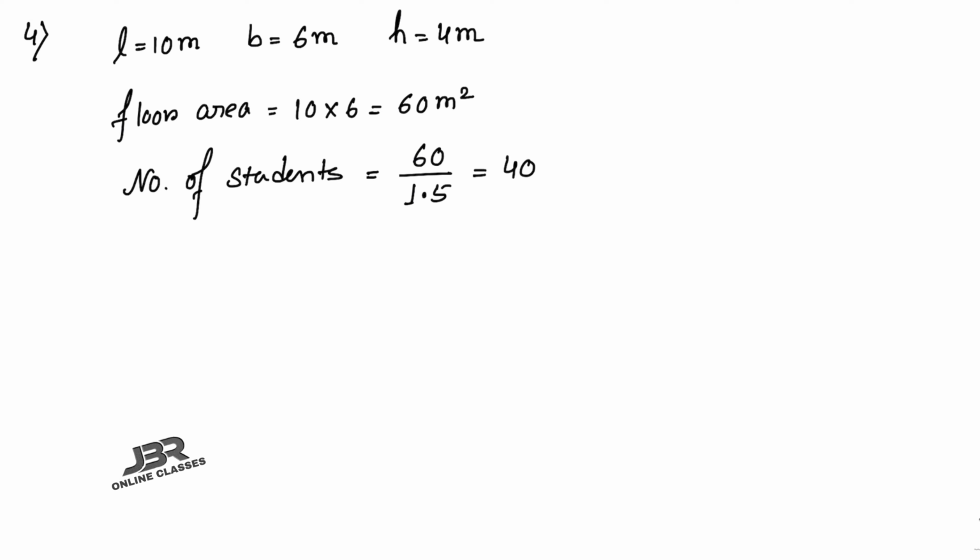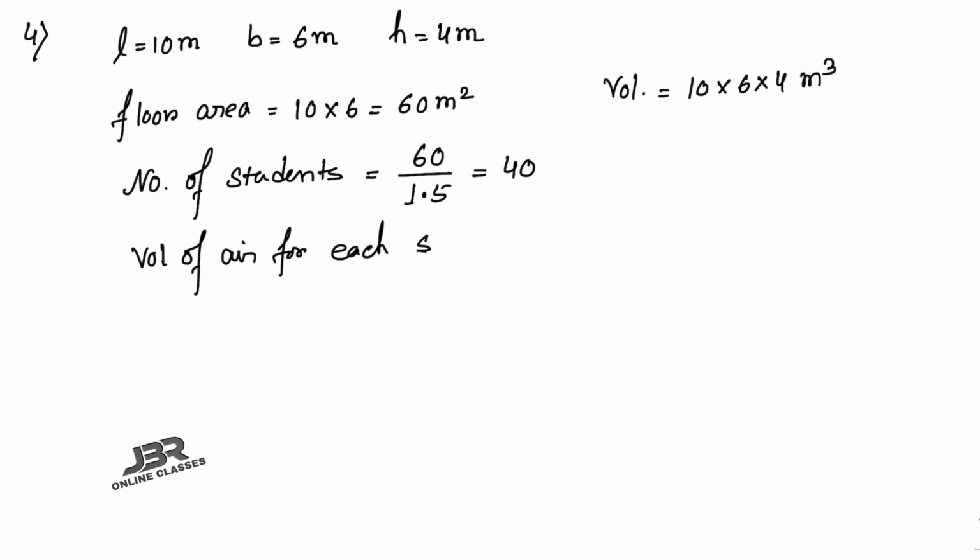How many cubic meter of air will each student have? The total volume equals 10 into 6 into 4 meter cube. Then the volume of air for each student equals 10 into 6 into 4, that means total volume divided by 40. So the 10, 10, 10 cancel out, that means 6 meter cube. That is your second answer.